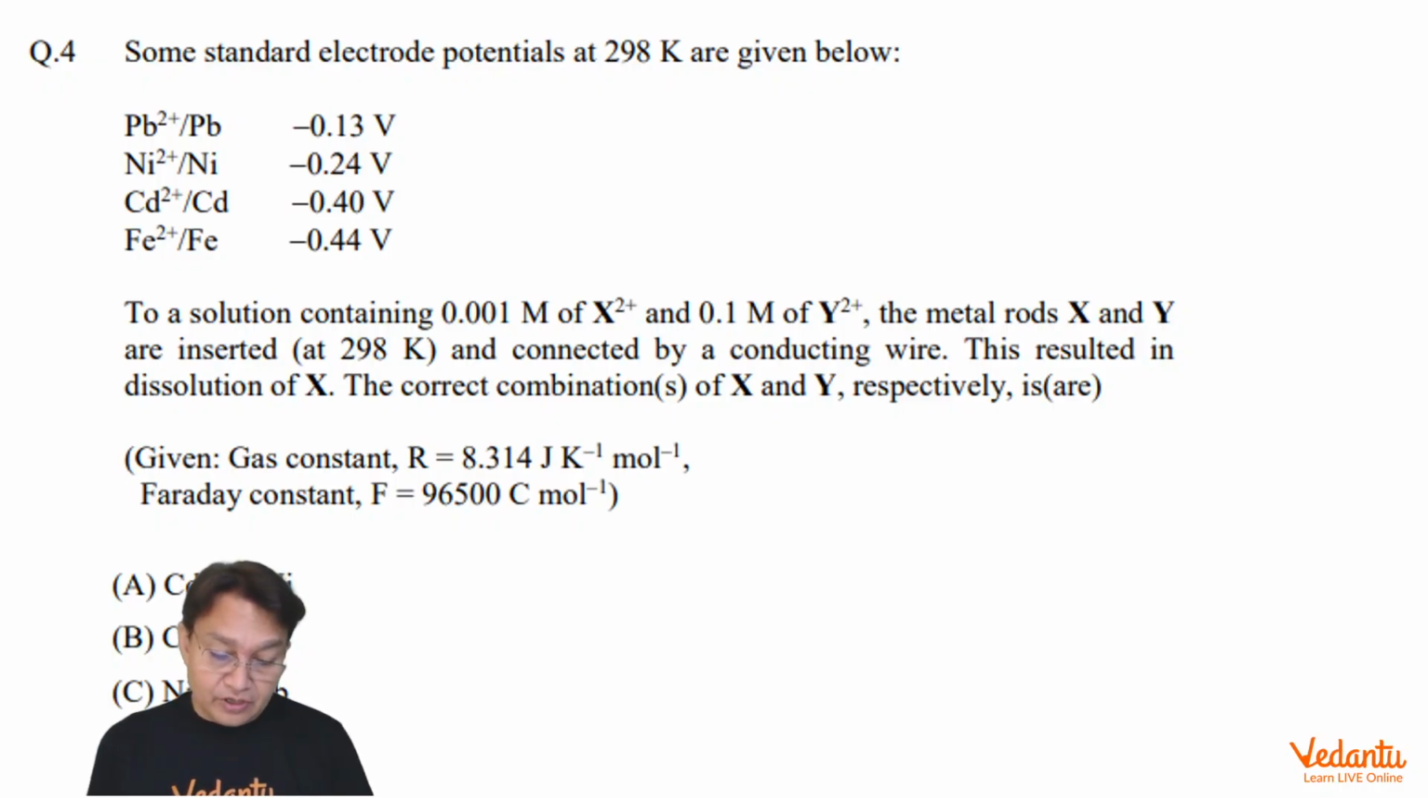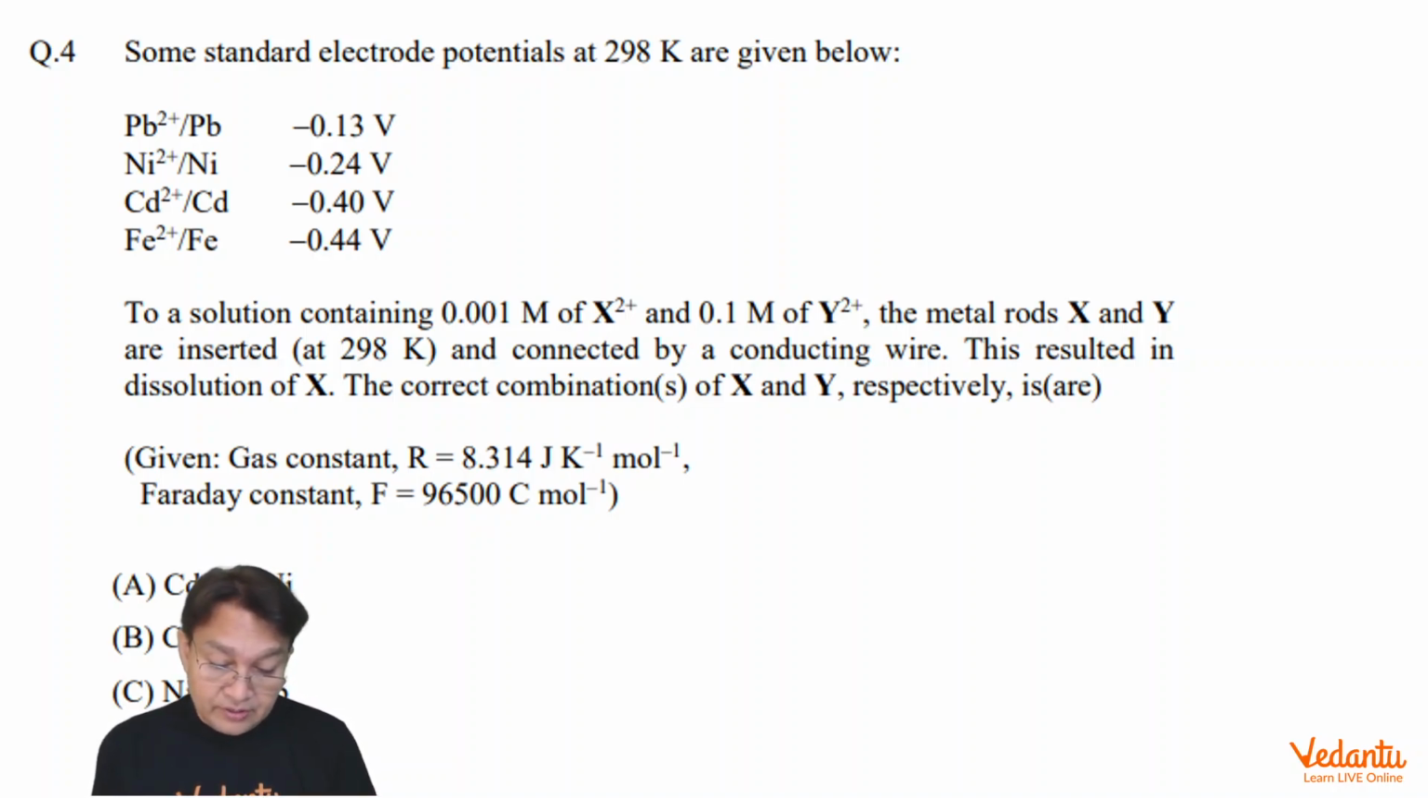Here is a question from Electrochemistry. Some standard electrode potentials are given. Pb2+/Pb is -0.13, Ni2+/Ni is -0.24, Cd2+/Cd is -0.4, and the reduction potential of Fe2+ is -0.44. Clearly, the most negative, and so the most reactive among these, is iron, then cadmium, then of course nickel, and the least reactive is lead 2+.